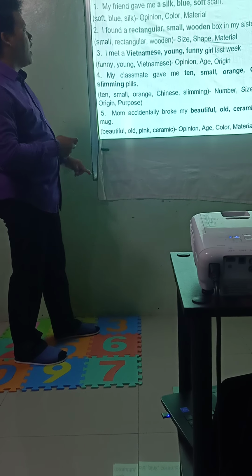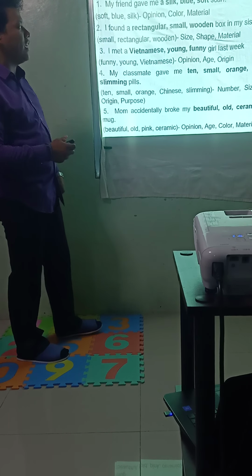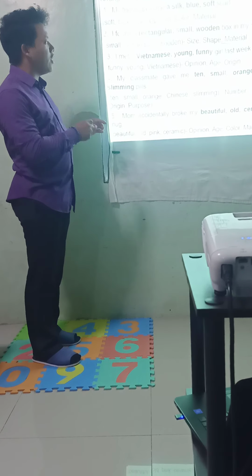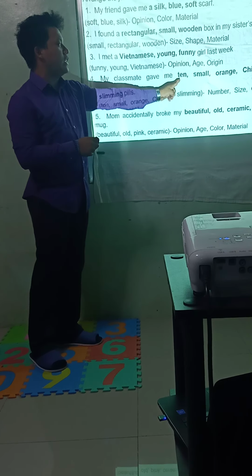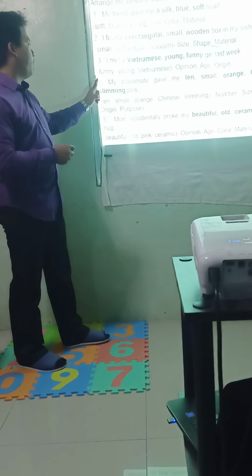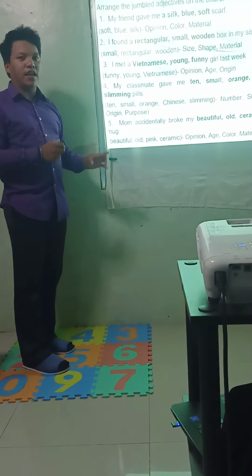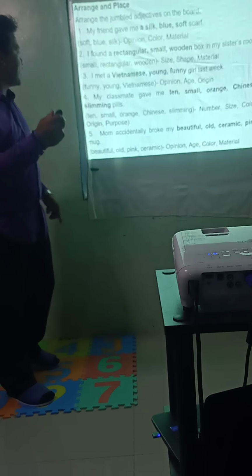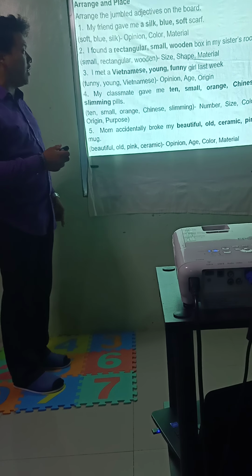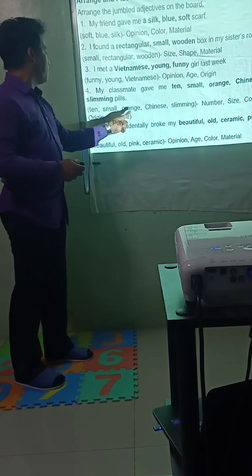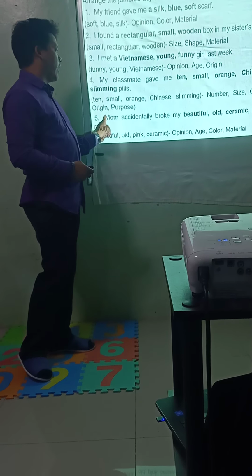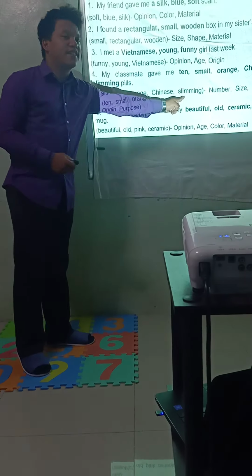What about number 3? I met a Vietnamese young funny girl last week. So we have to arrange it in a particular order like opinion, age, and origin, such as funny, young, Vietnamese. Number 4. My classmate gave me 10 small orange Chinese slimming pills. So the correct order of adjectives here is number, 10; size, small; color, orange; origin, Chinese; and then the purpose is slimming.